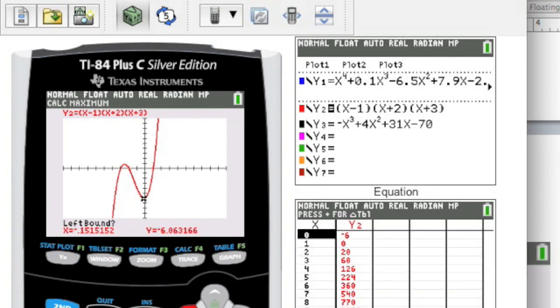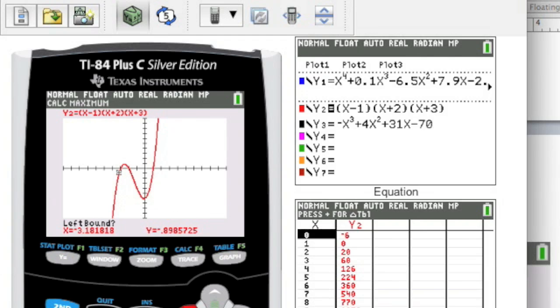I'm going to scroll. The calculator is going to ask you 3 questions. It's going to say left bound, right bound, and guess. So what it's asking us to do is to give it a place to look for a maximum value. So it says, give me a left endpoint. So I want to get just to the left, and I'm talking about x values. I want to get just to the left of the maximum value here.